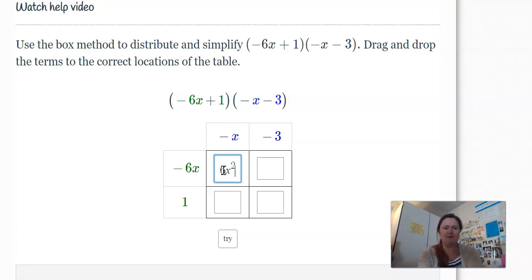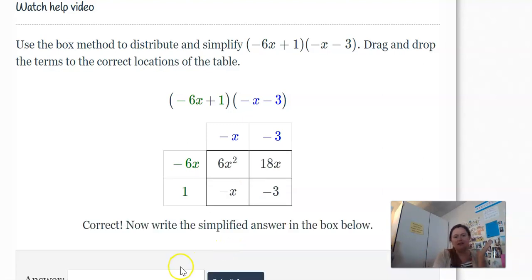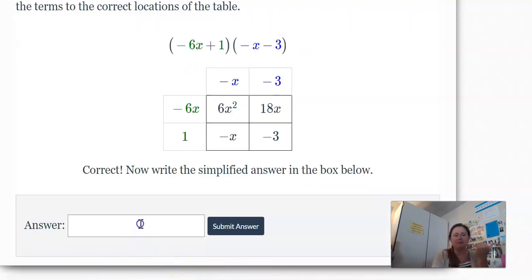And then I have, and tab is a good way to get from box to box so that you don't have to keep clicking, negative 3 times negative 6 is positive 18x. Negative x times 1 is just negative x. 1 times negative 3 is negative 3. And then I hit try. Hopefully I did my math right. Yay! Correct. Now write the simplified answer in the box below.